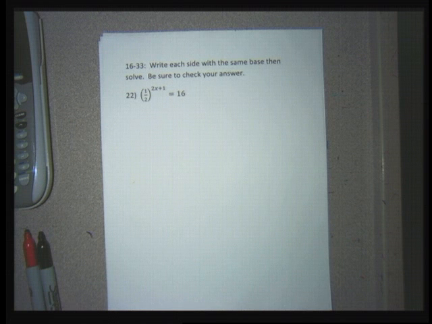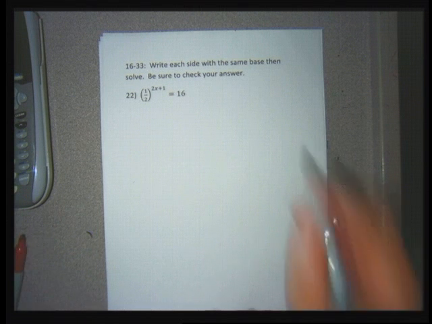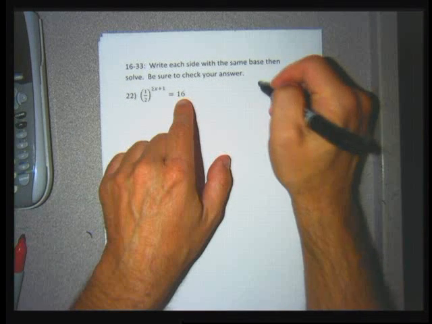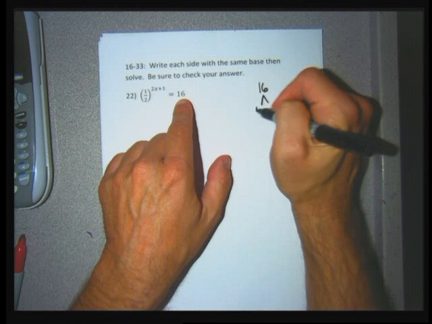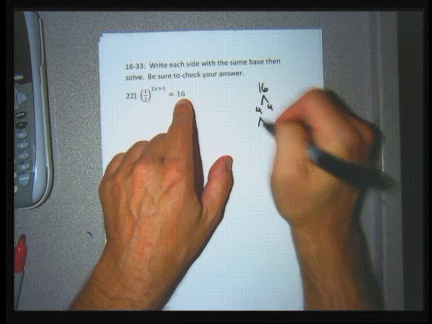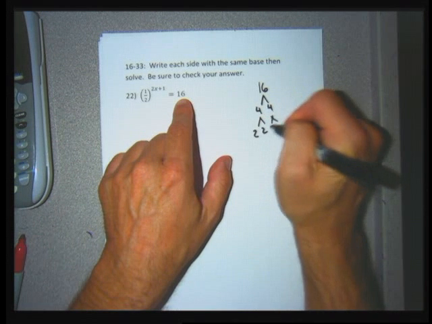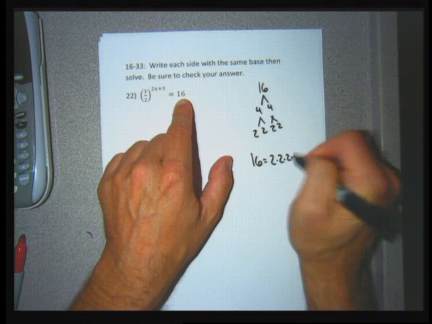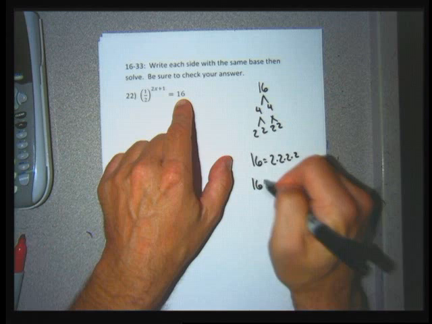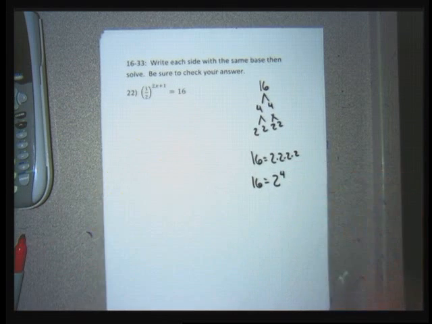I can tweak both sides. Both are ugly. Logarithms would make this a lot easier, but I don't have logarithms at my disposal. Let me work on the 16 and see if I can get 16 equal to some 1/2 power. 16 is 4 times 4. 4s are 2 times 2. The prime factoring for 16 is 2 times 2 times 2 times 2, which is 2 to the 4th power.